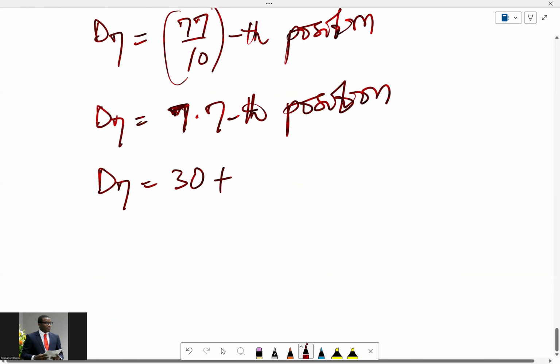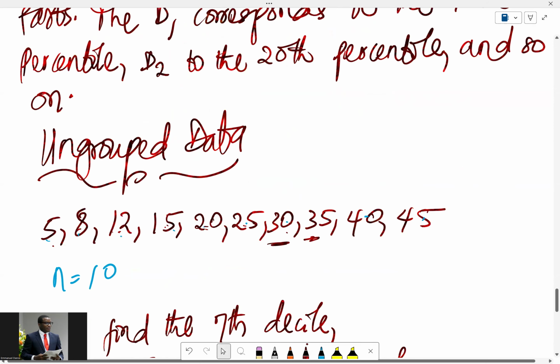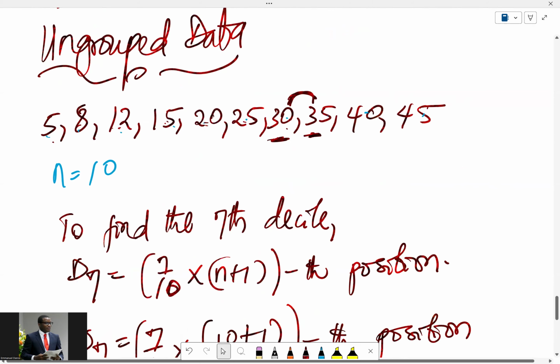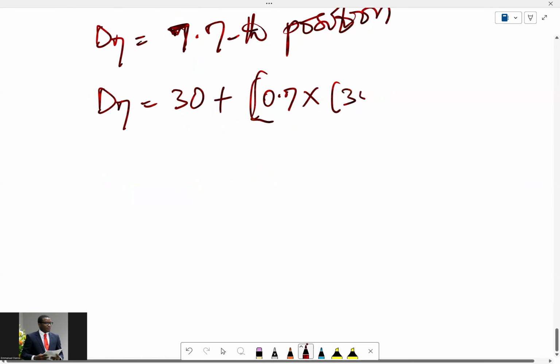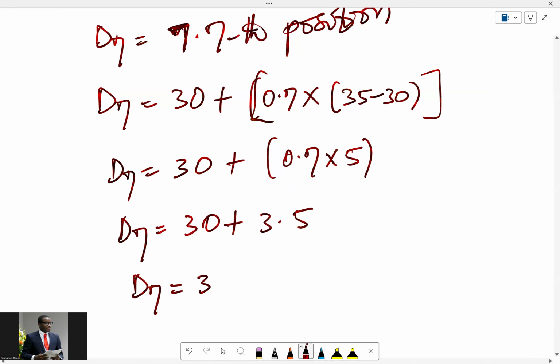So you have 30 plus. This 0.7 now you have to deal with. It lies between 30 and 35 because this is the seventh thing and this is the eighth thing. So the 7.7th thing will be between 30 and 35. That's why you have 0.7 times (35 minus 30) to get the actual value now. So D7 is 30 plus 0.7 times 5, which is 3.5. So the seventh decile is actually 33.5.